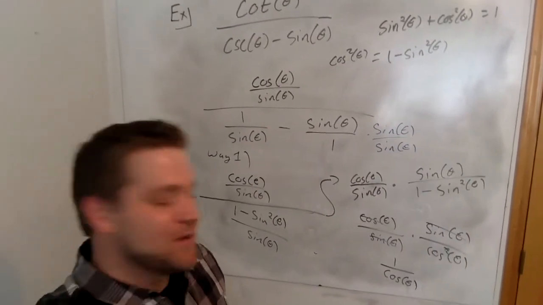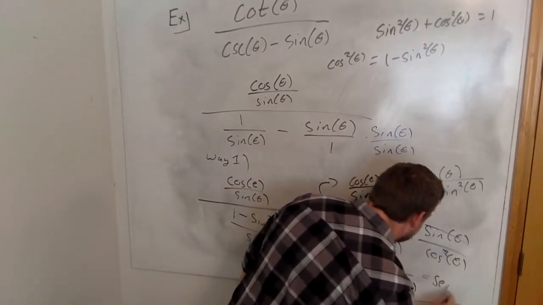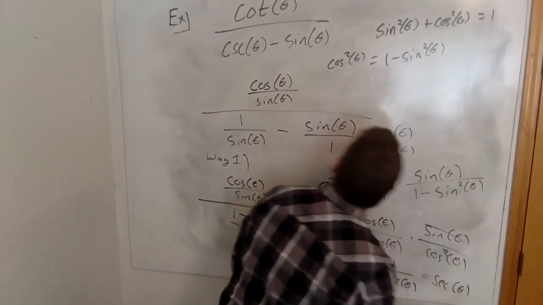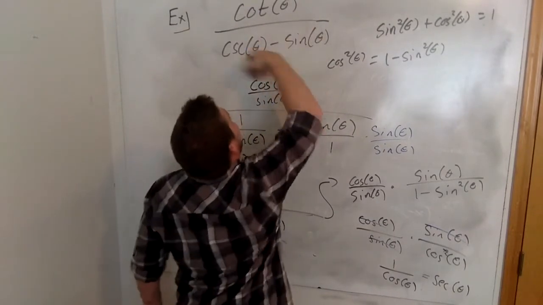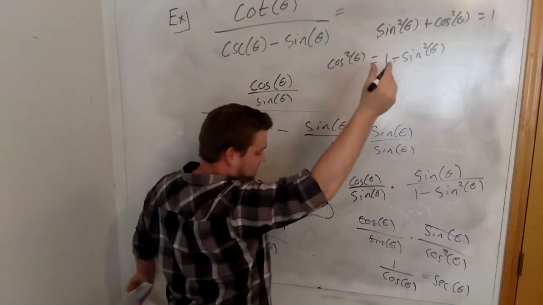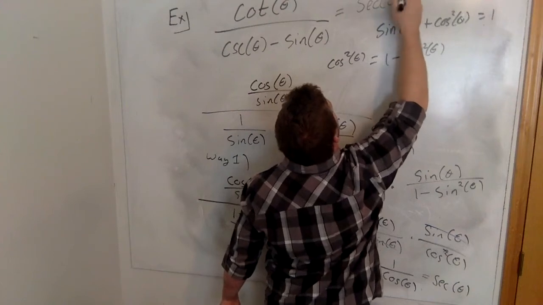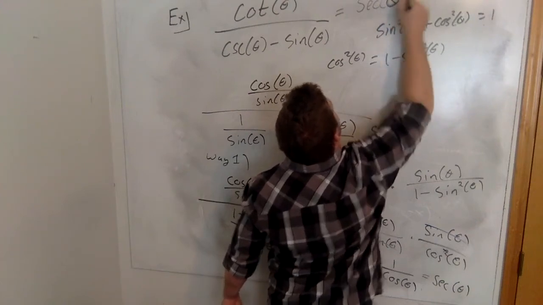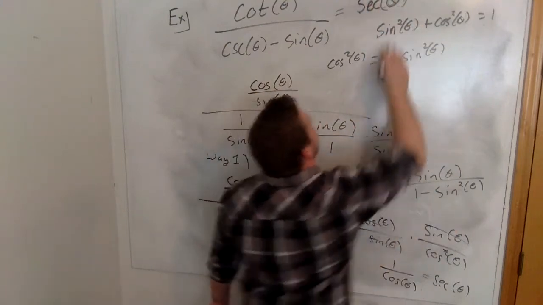Well, what's 1 over cosine? Man, that's just secant of theta. Wow, why'd you have to trick us? Hey, you crazy expression. Why didn't you just tell us you were secant all along? Come on. This is just secant of theta.